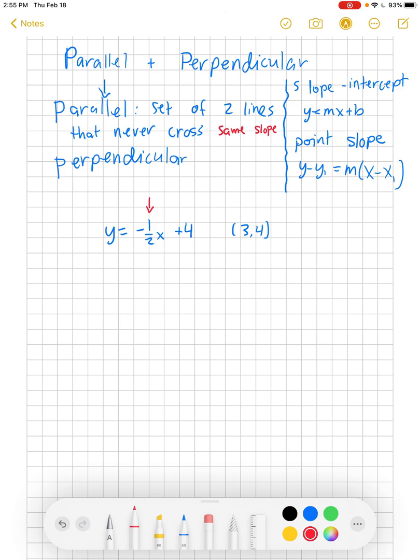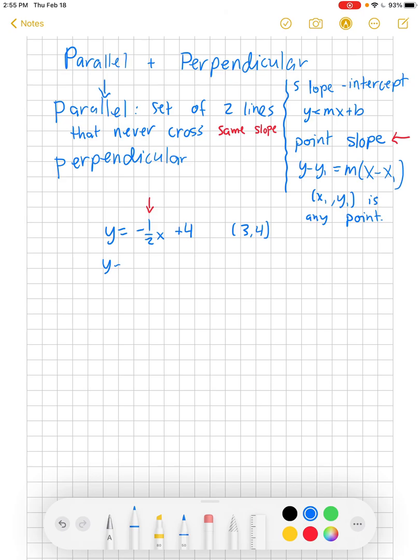Now we have the slope and a point, so we should use point-slope form to figure out the rest of this equation. You'll recall that point-slope form is y minus y1 is equal to m times (x minus x1), where x1 and y1 are any point on the line. So we can simply plug in our information.